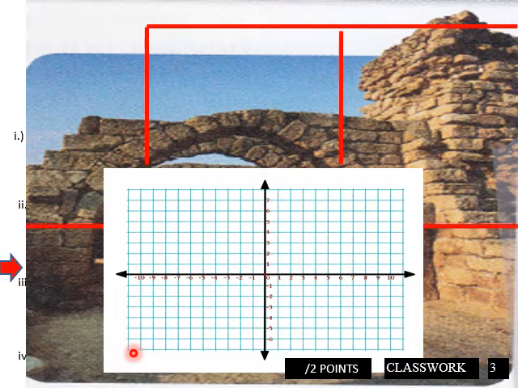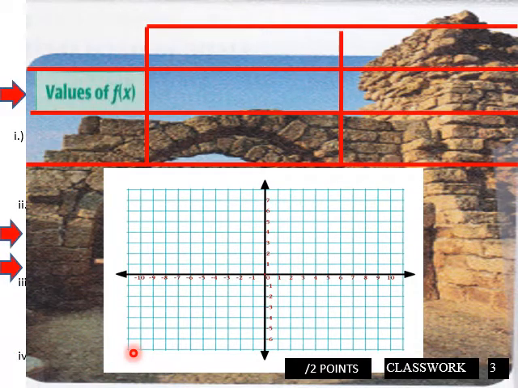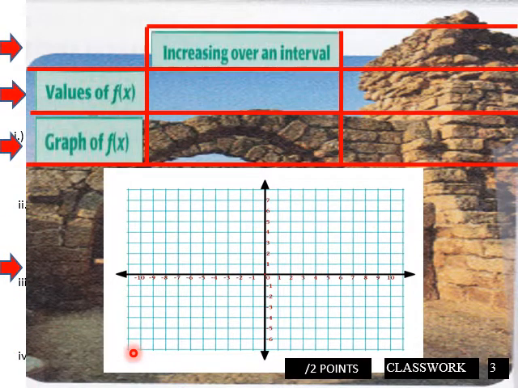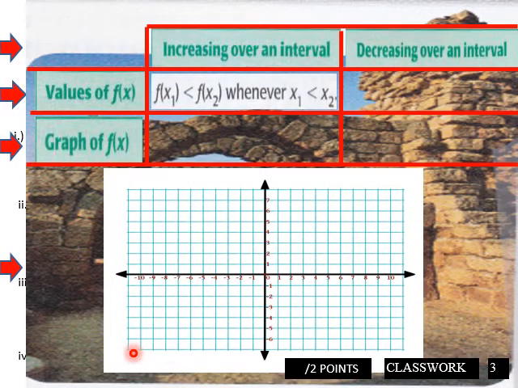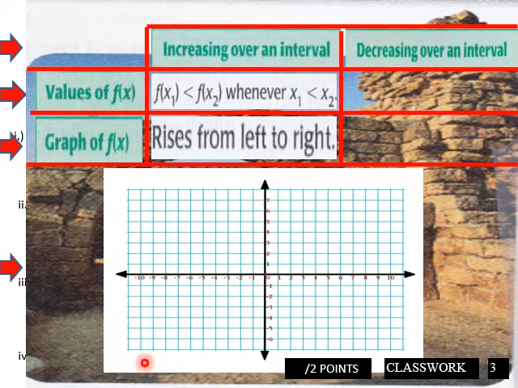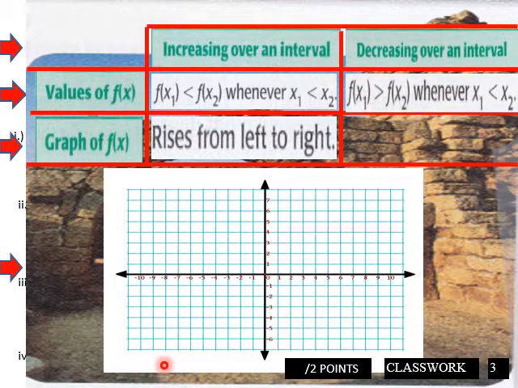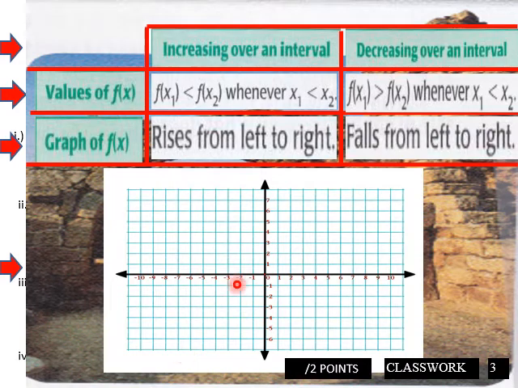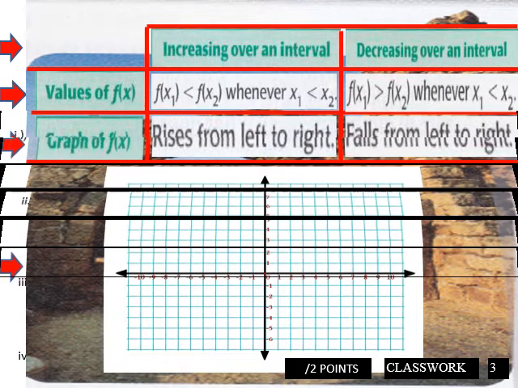Okay, for this situation, we have values of f of x, so we have f of x1 less than f of x2 wherever x1 is less than x2. So it rises from left to right, like that. And then when this is the case, whenever x1 is less than x2, it falls from left to right, so it'll be something like this.